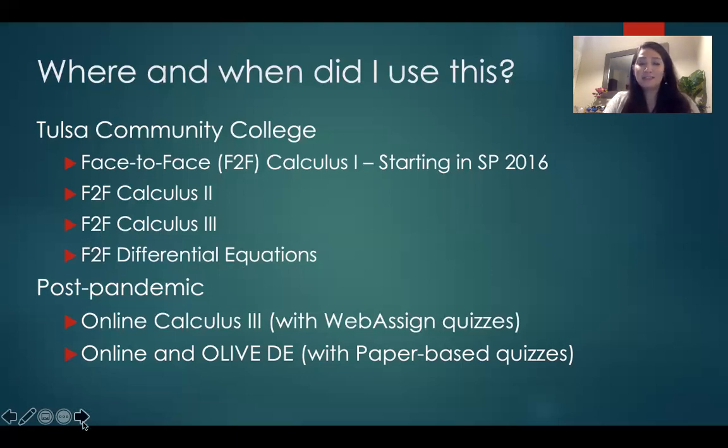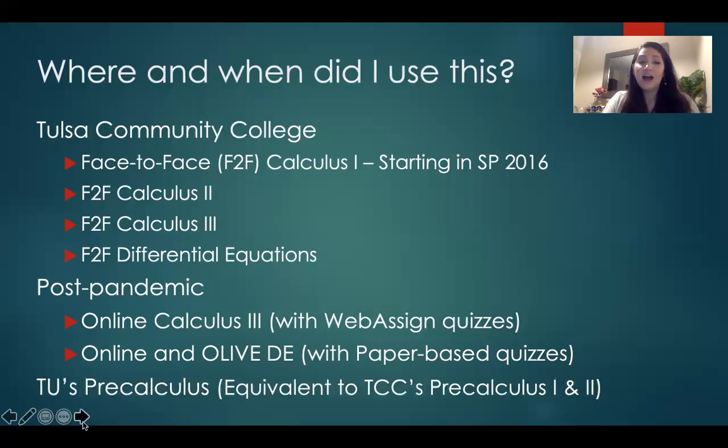So I primarily use this in calculus and differential equations. I also used this for one semester at TU when I was a graduate student doing some research. TU's pre-calculus class is equivalent to TCC's pre-calculus 1 and pre-calculus 2. So it was a college algebra trig combo class, and I used standards-based grading there as well.